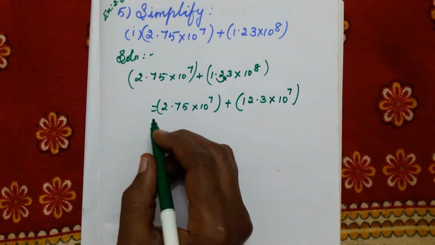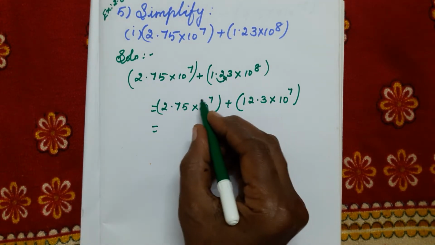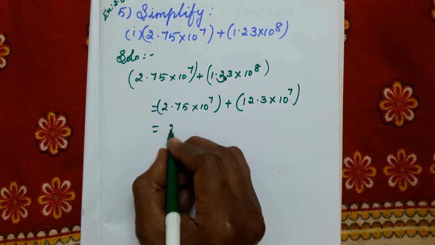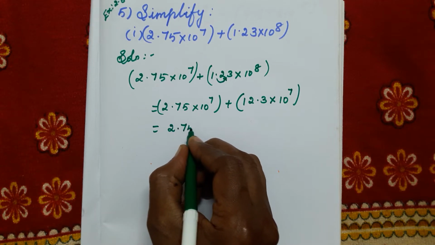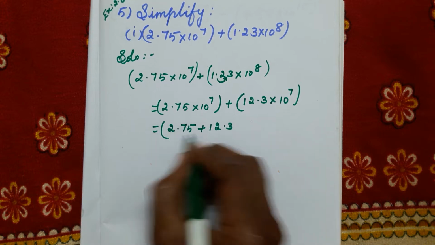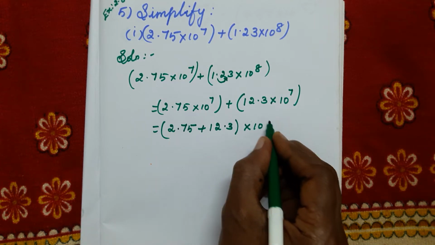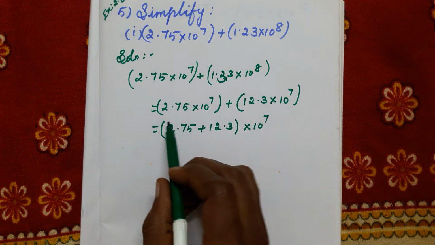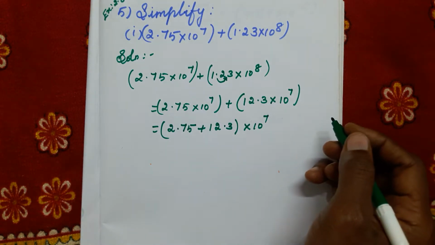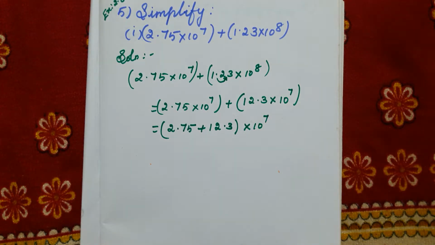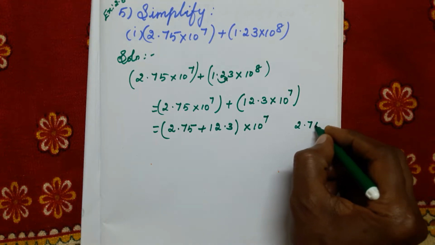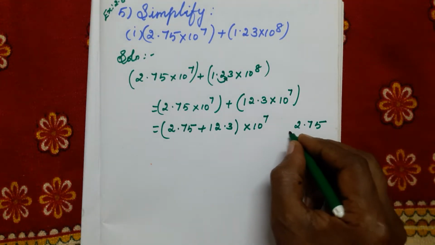Now we have to add this. Here also 10 power 7, here also 10 power 7. So we can add 2.75 plus 12.3 into 10 power 7. Have you all understood? This 2.75 plus 12.3 into 10 power 7. So now we can add 2.75, 12.3.